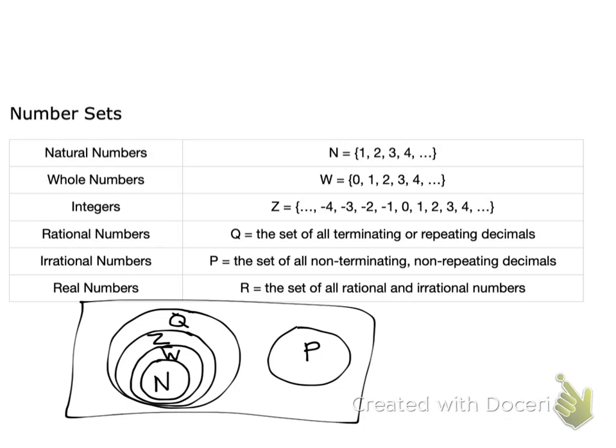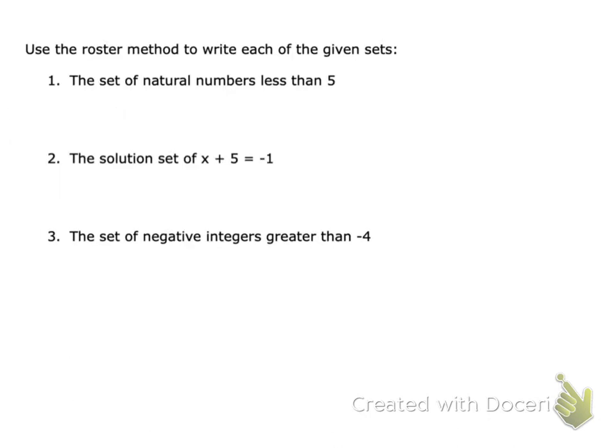So number sets. We can describe them with words. We can do the roster method. But either way, you're going to be using the ellipsis to show that it keeps going. So let's go ahead and just practice writing some sets. Use the roster method to write each of the given sets. So we want the set of natural numbers that are less than 5.